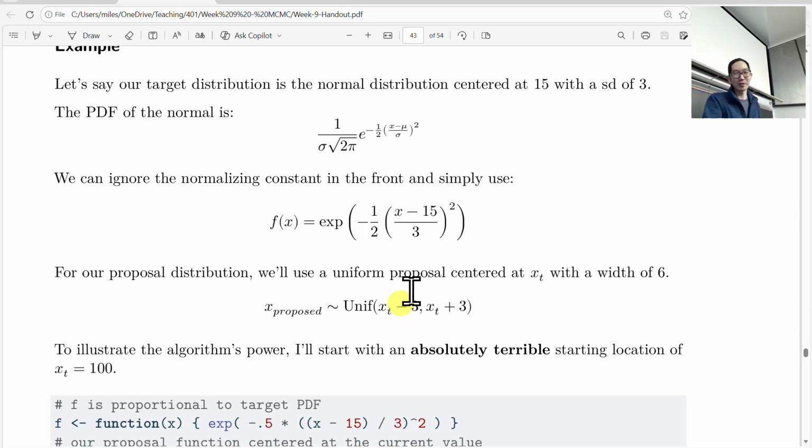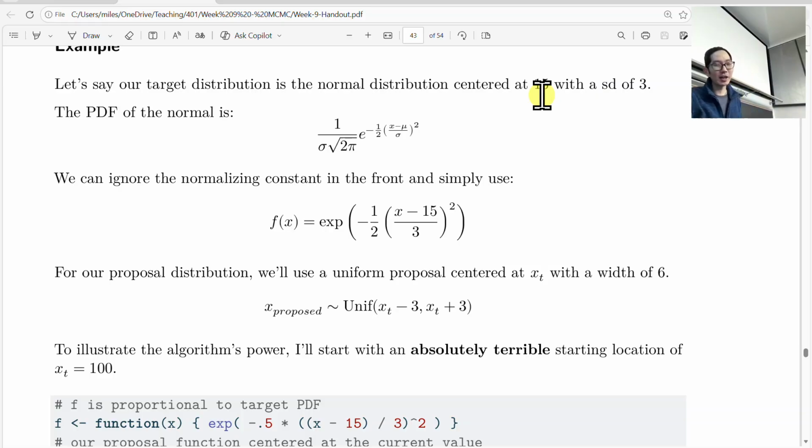Remember, the target distribution is a normal distribution centered at 15 with a standard deviation of 3. So, 95% are within 2 standard deviations, 2 standard deviations being around 6. So 95% of our values will be between 9 and 21, okay? And 99.7% will be between 6 and 24.